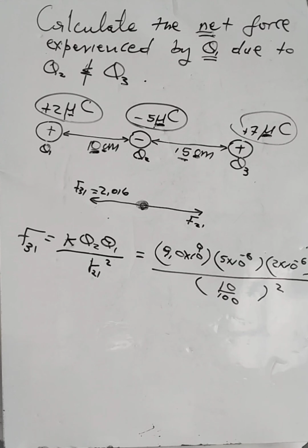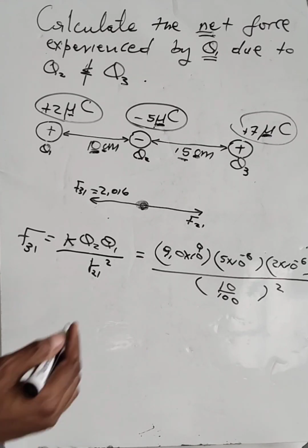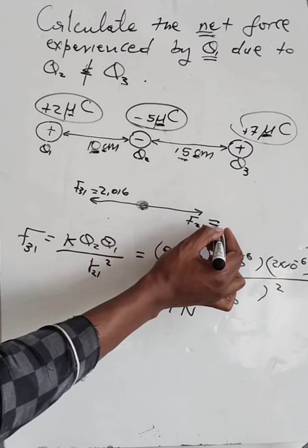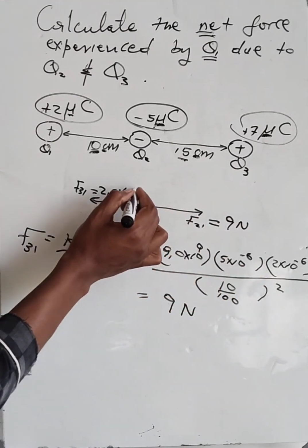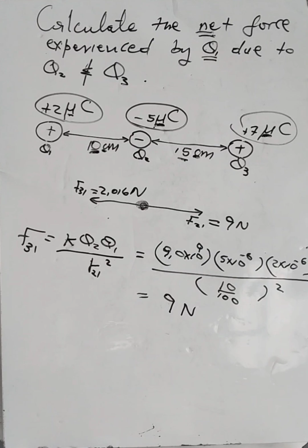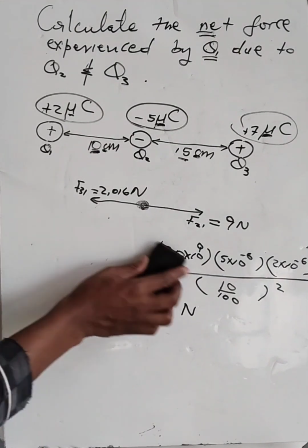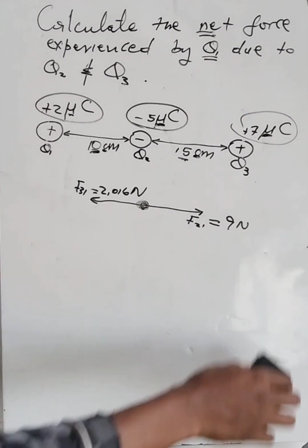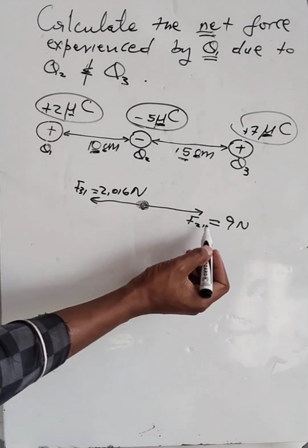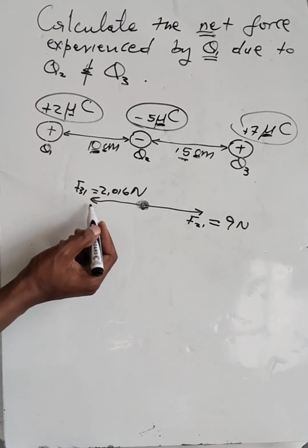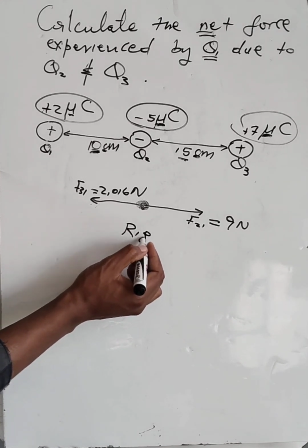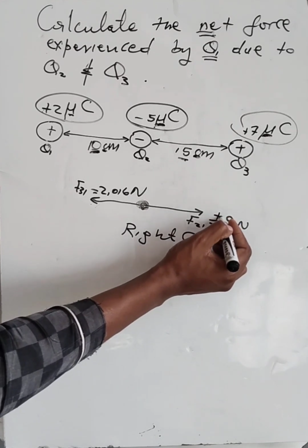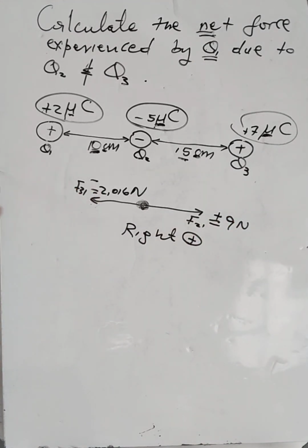Okay, then the answer here is 9 newtons, which means this one is equal to 9 newtons. Okay, step number 3. Let's choose the direction that must be positive. So we have right and left. The right must be positive. Take right as positive, which means this one will be positive. This one will be negative.